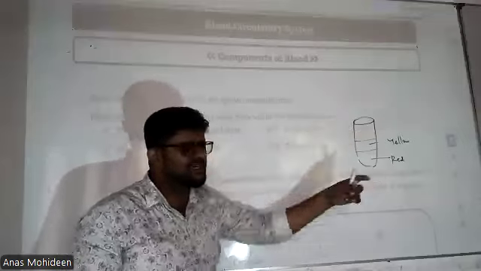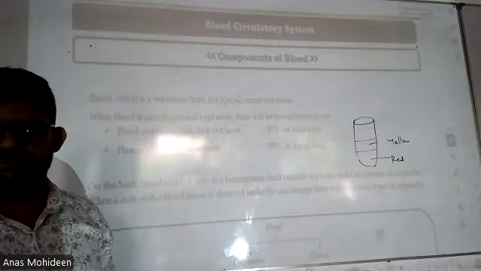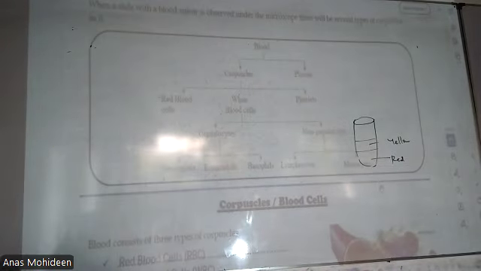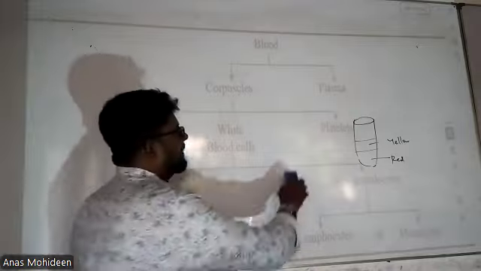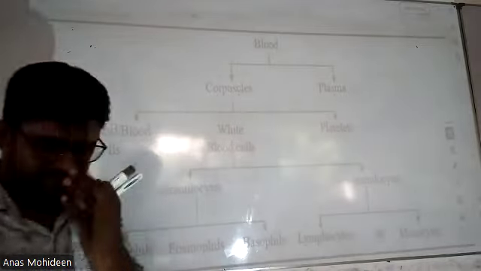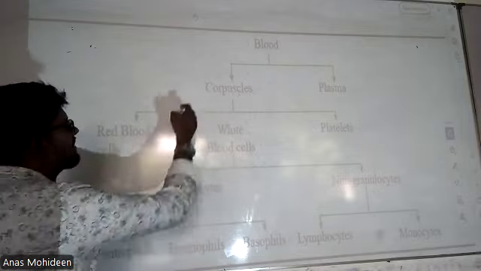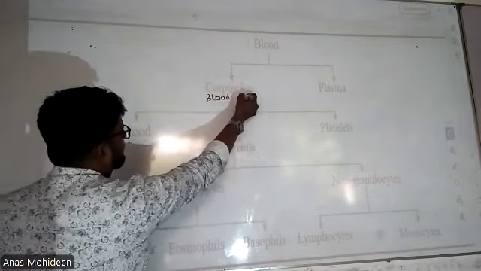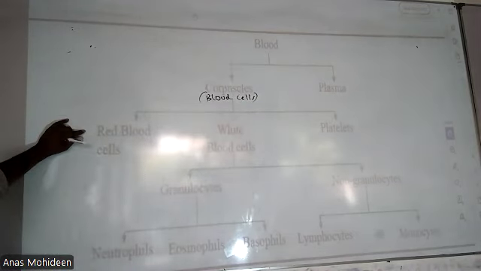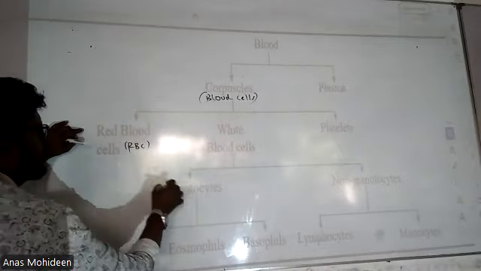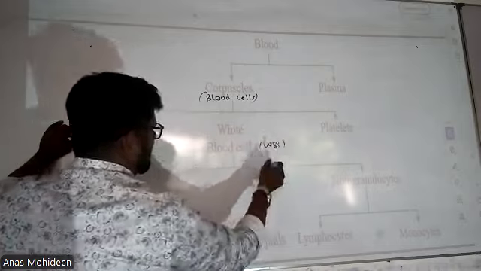So, related to blood, there are some more components that we have to take. What are the components? You see here, the blood we are dividing into two. What are the two? Blood corpuscles and blood plasma. Corpuscles of blood cells we divide into three. What are the three? Red blood cells, white blood cells, platelets. Red blood cells are RBC, white blood cells, WBC, and the platelets.